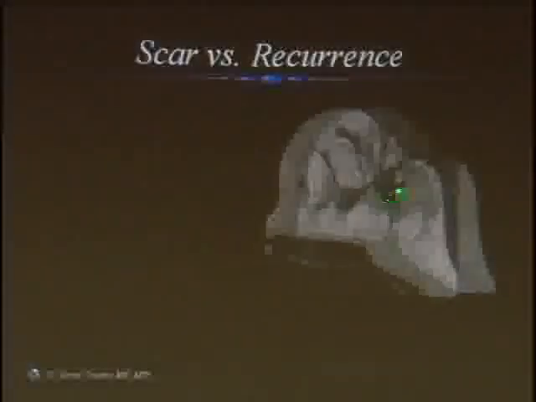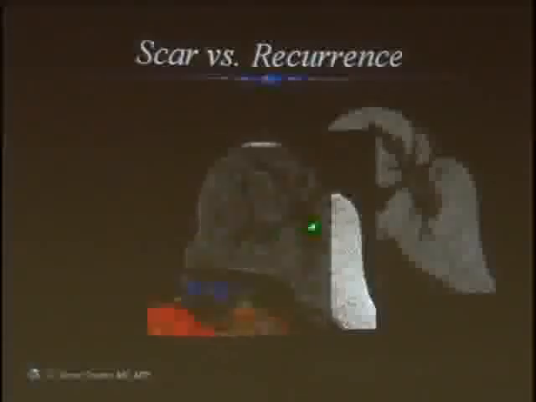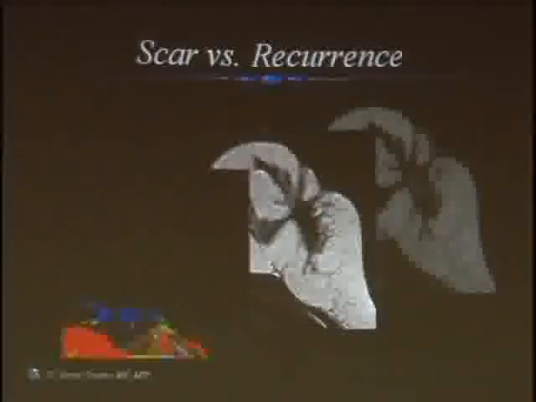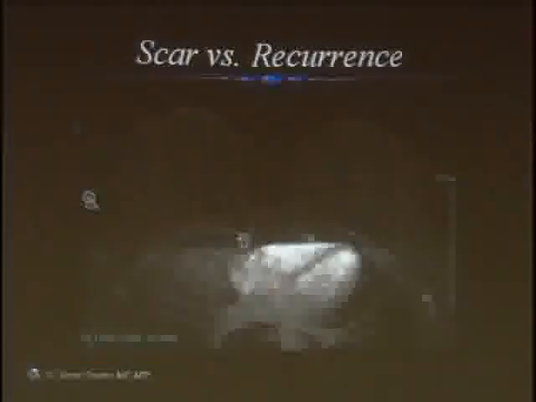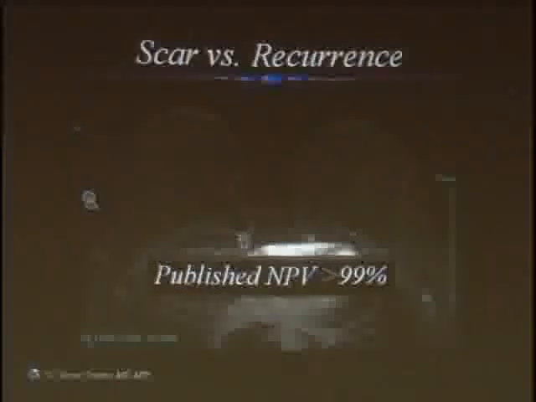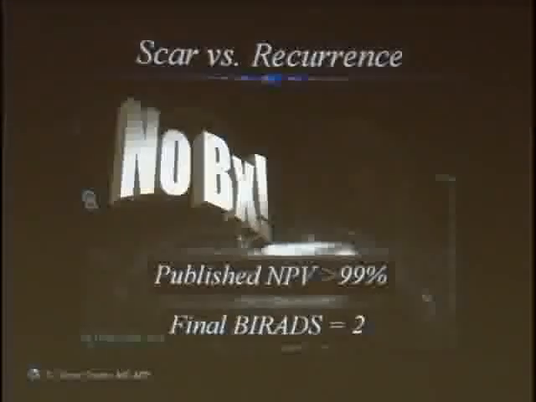Here's the MRI showing the scar, T1, T2, looks just like a cancer there, but it does not color map, it does not enhance. Namely, this breast is completely negative. No biopsy, negative predictive value published at 99%. This is a BI-RADS 2, no biopsy. We don't make it worse. Patient is good to go. Amazing, powerful tool in the right setting.